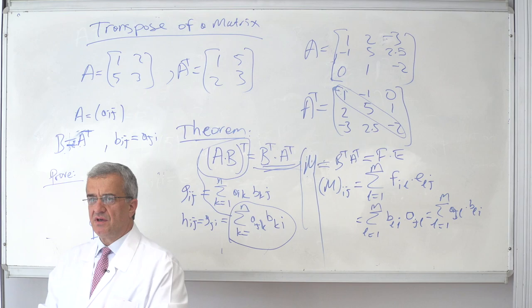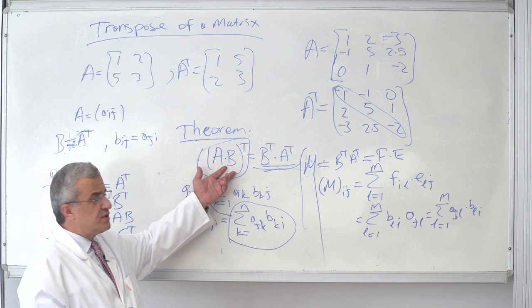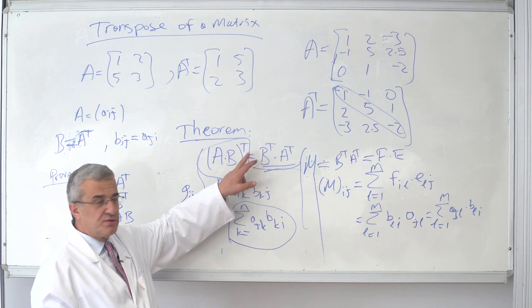Okay? So, we proved that the transpose of AB is just, in the reverse order, the transpose of the second matrix and the transpose of the first matrix. Let me do an example.